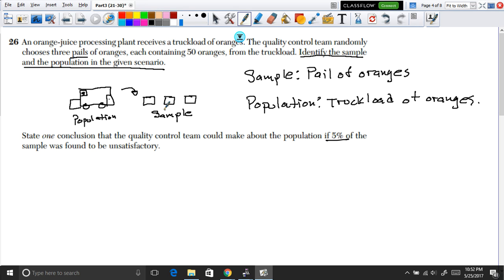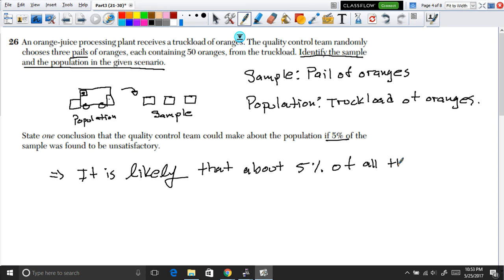Because again, you use your sample to kind of have a prediction as to what's going to happen on the overall group here. So if we know that in our sample 5% are unsatisfactory, then that means that most likely 5% of all oranges are going to be unsatisfactory. So our conclusion is that it is likely that about 5% of all the oranges are unsatisfactory.